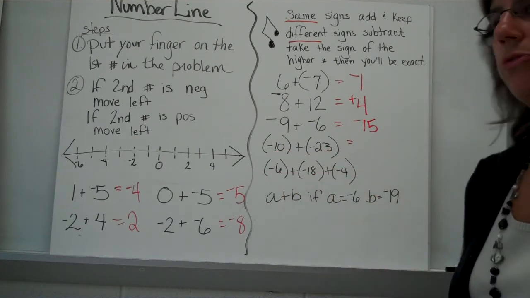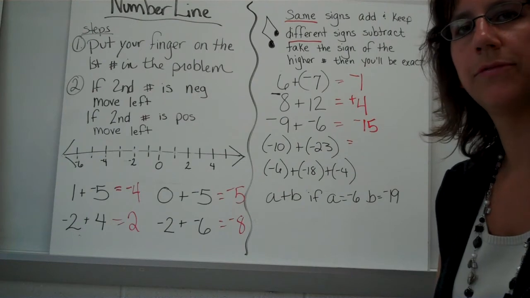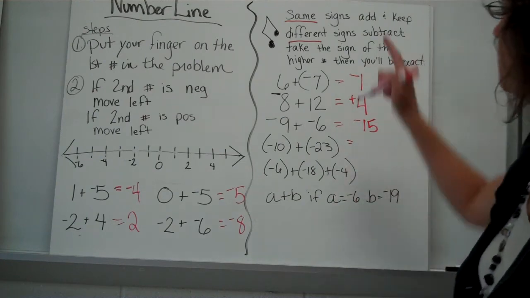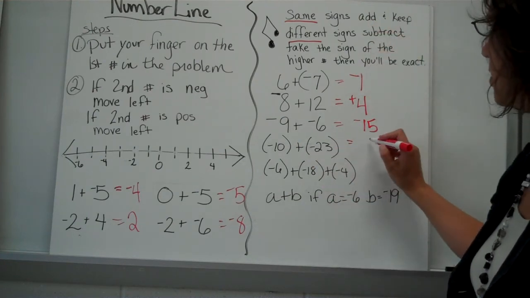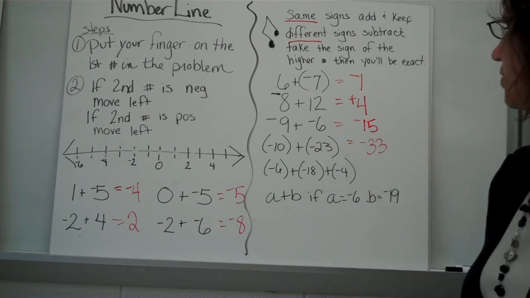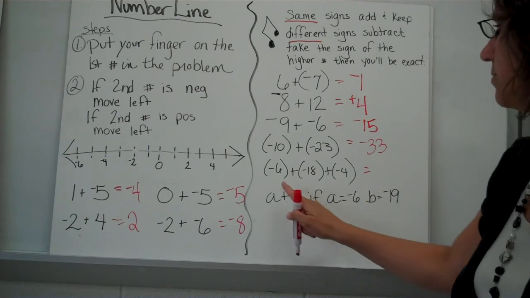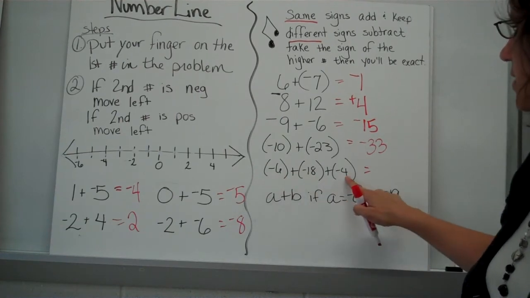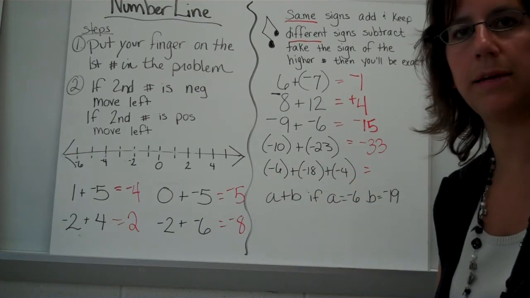-10, -23, what do you think you do with the numbers? Good, you add them, 10 + 23, and you keep the sign. There you go. This next one, 6, 18, and 4 all have the same sign.